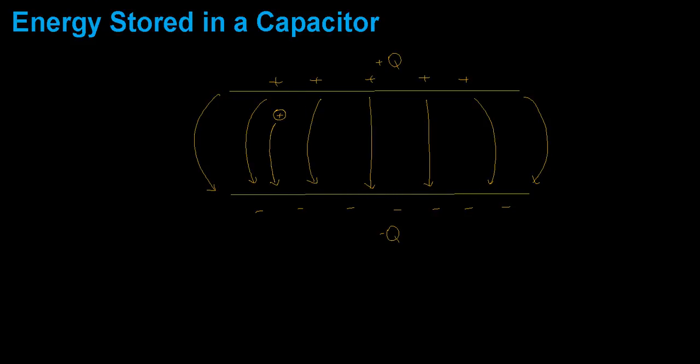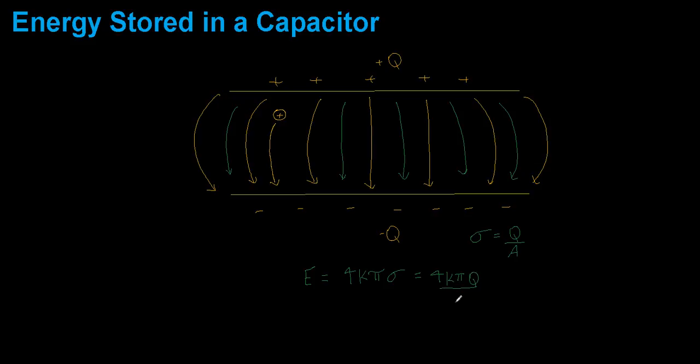So the effective electric field in the capacitor is actually a sum of the electric fields of both plates. It's not just one plate producing the electric field, it's both plates together, and the fields are in the same direction. We also saw that the electric field for this capacitor is a constant, equal to 4 times k times pi times the charge density sigma. And the charge density is equal to the charge divided by the area of each plate, so this is equal to 4 k pi times q over A.